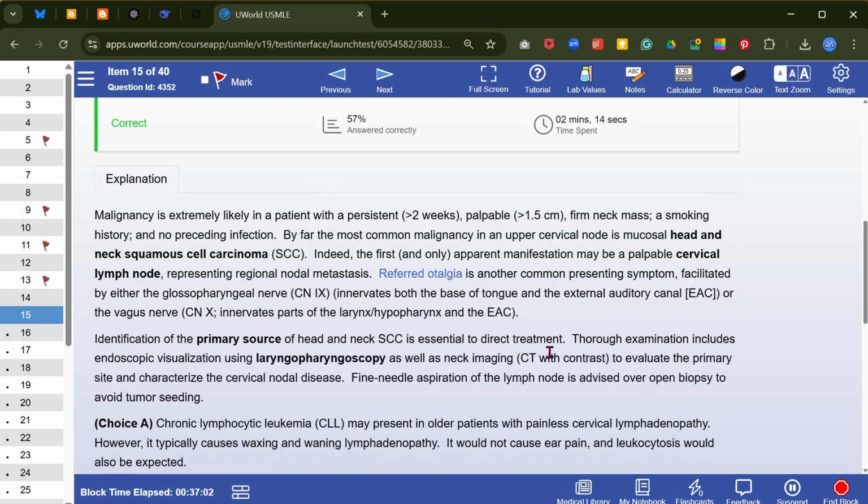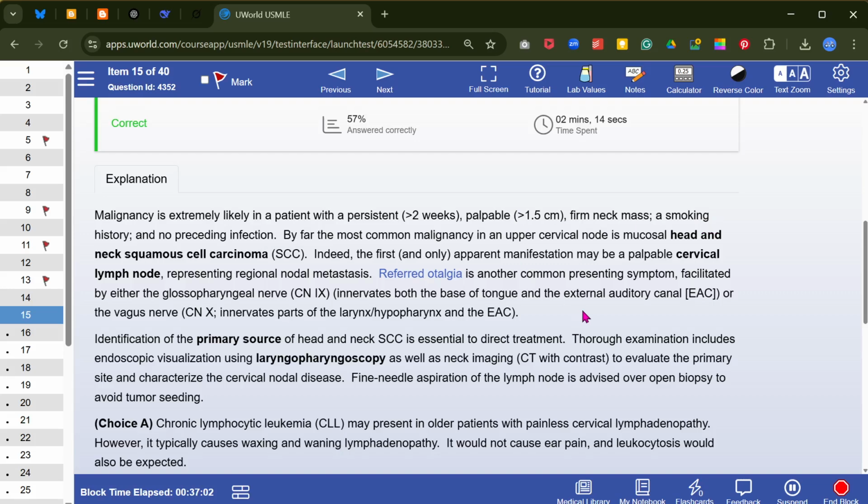Malignancy is extremely likely in a patient with a persistent, more than 2 weeks, palpable 1.5 centimeter firm neck mass, a smoking history, and no preceding infection. By far the most common malignancy in the upper cervical node is mucosal head and neck squamous cell carcinoma. Indeed, the first and only apparent manifestation may be a palpable cervical lymph node representing regional nodal metastasis.